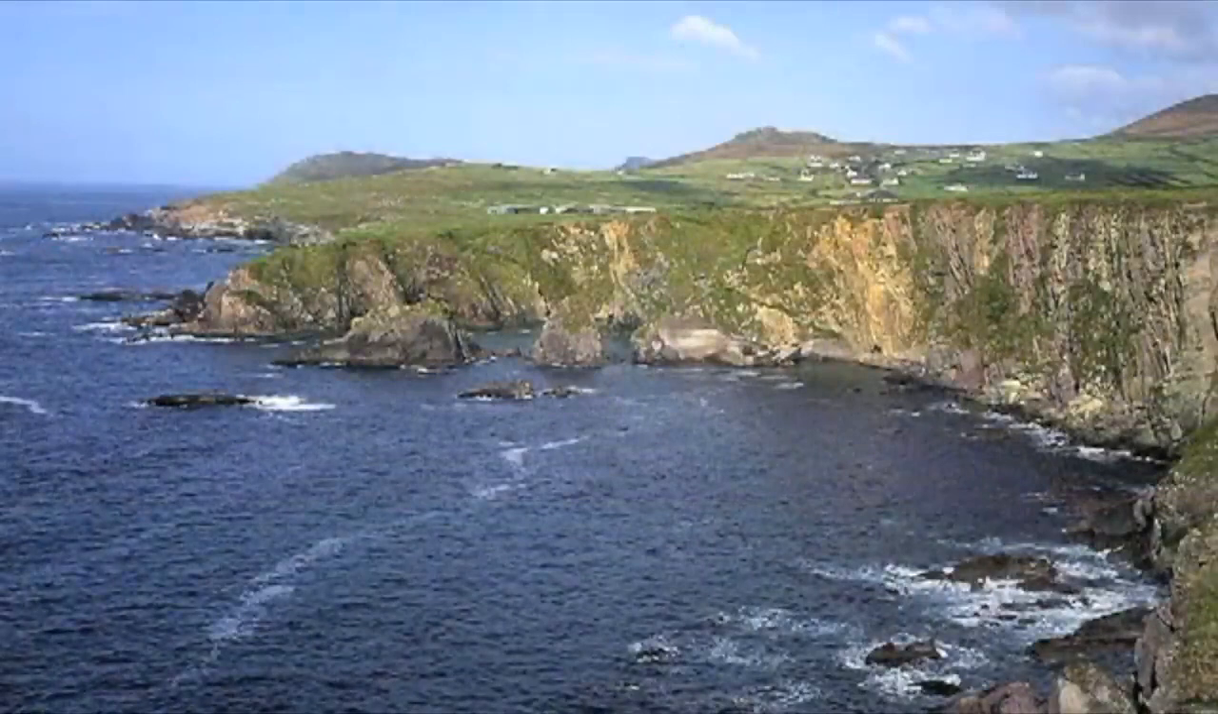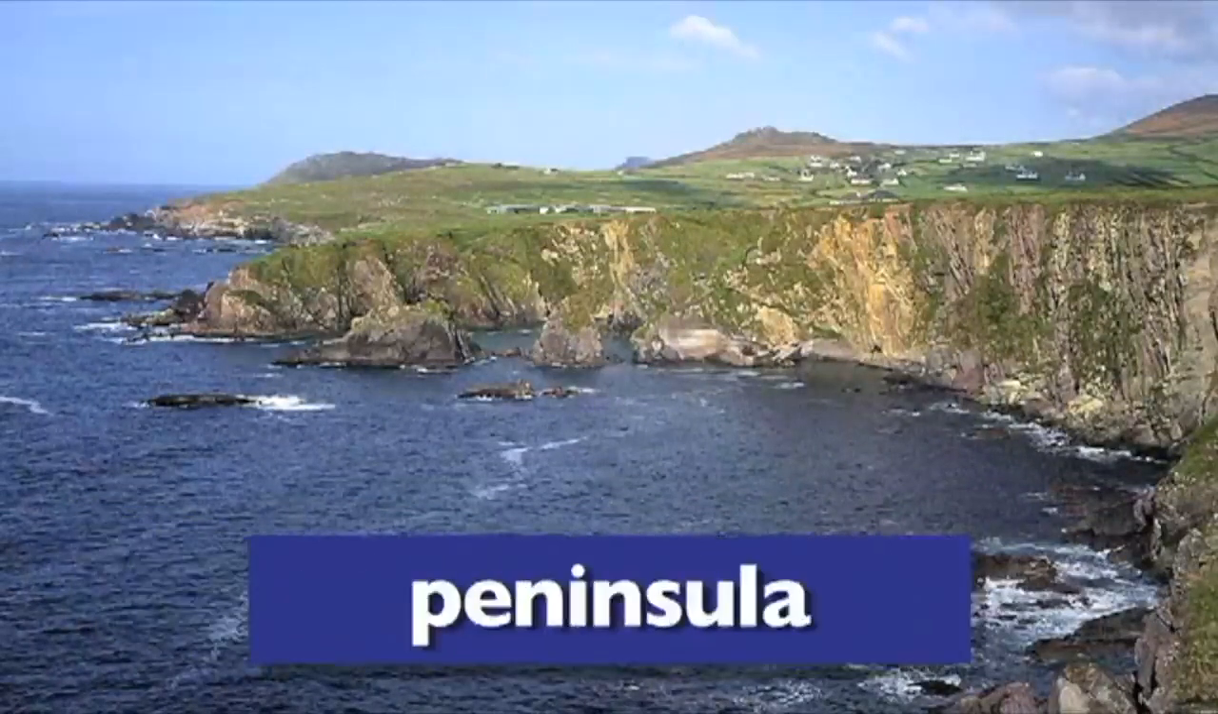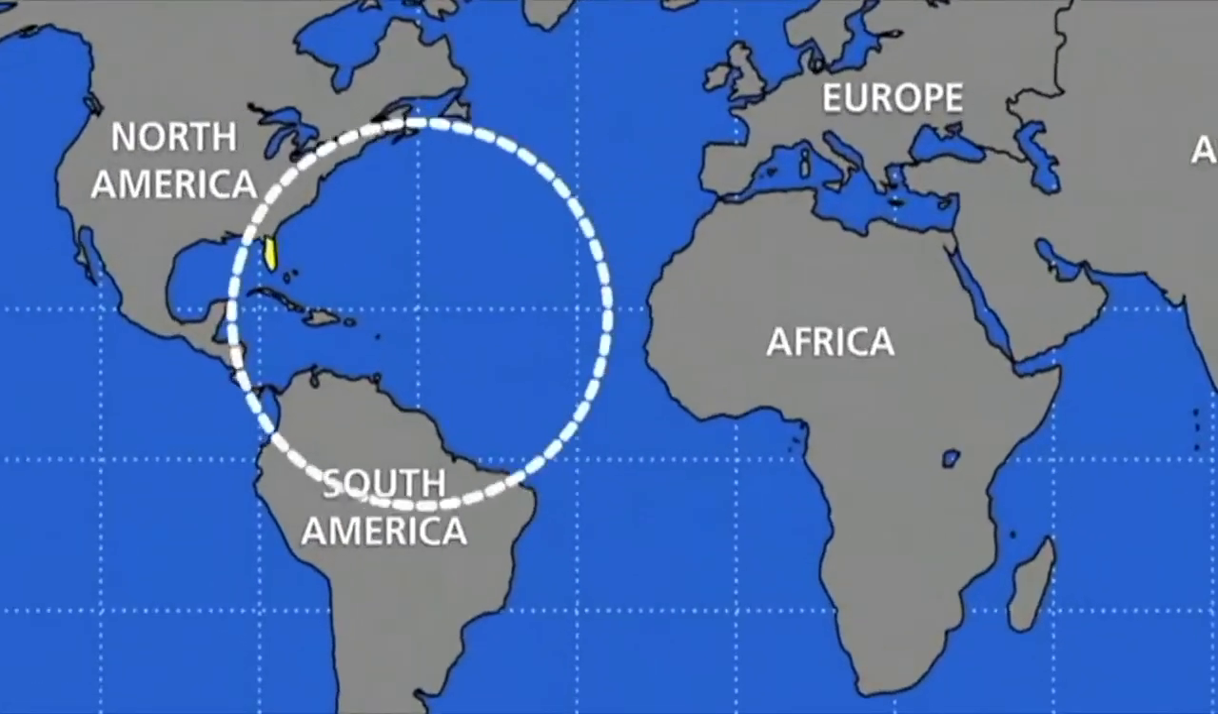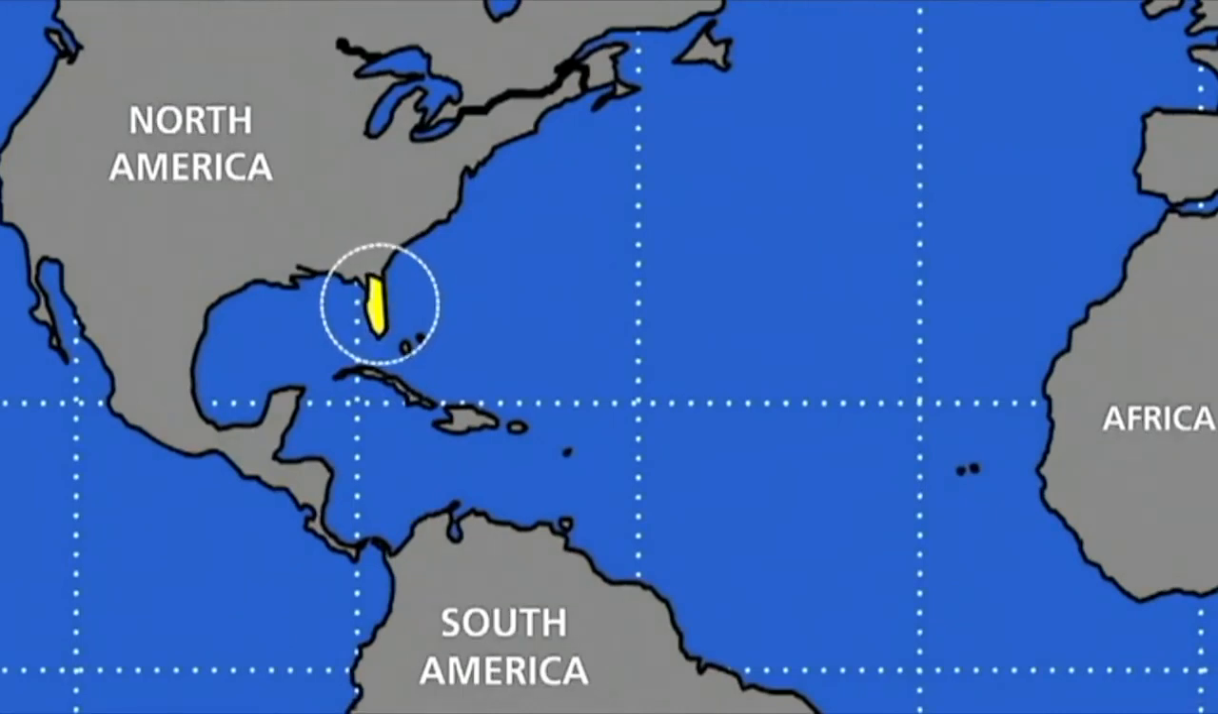There are also pieces of land that are not completely surrounded by water. They're called peninsulas. The state of Florida is an example of a peninsula. It's surrounded on 3 sides by water.